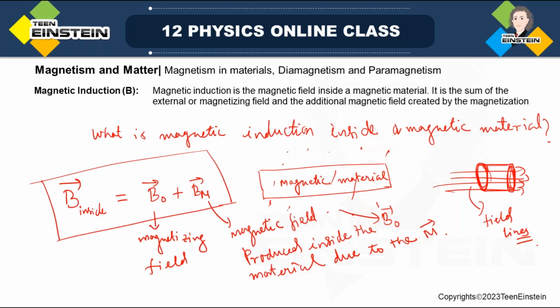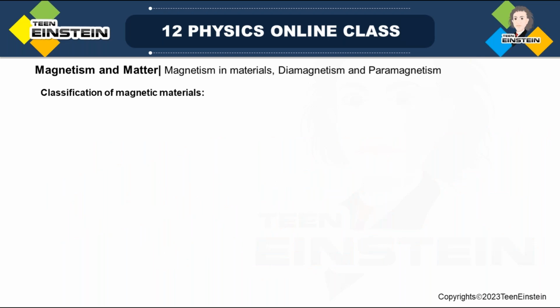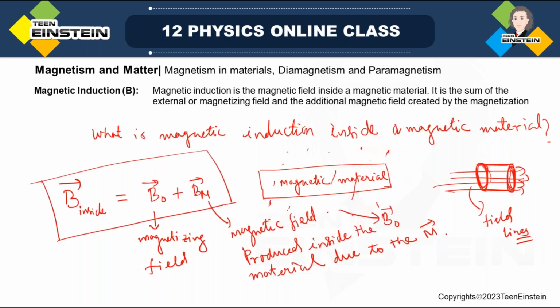And another definition of magnetic induction is that the total number of magnetic field lines passing through the cross section per unit area, and also normal to the cross section. That is an important point. Now we will see what the relations are.